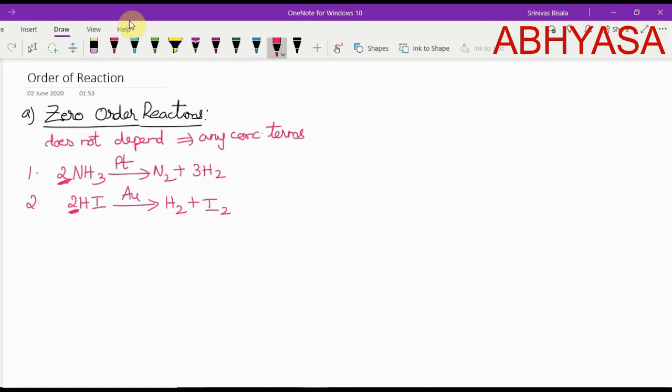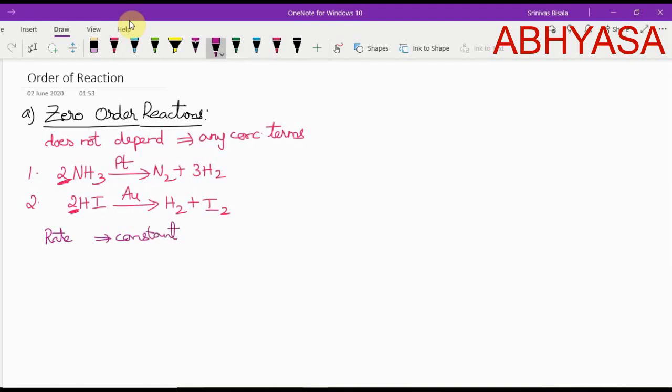They may directly ask what are zero order reactions, give example. So you will write the definition that the rate of reaction does not depend upon any of the concentration terms, and one example is decomposition of ammonia on the surface of platinum, second one decomposition of hydrogen iodide on the surface of gold. In all these reactions, the concentration of the gaseous reactant on the metal surface remains constant because as the reactants react off on the surface, more molecules are adsorbed on the surface. Means in this case, the rate of reaction remains constant throughout.